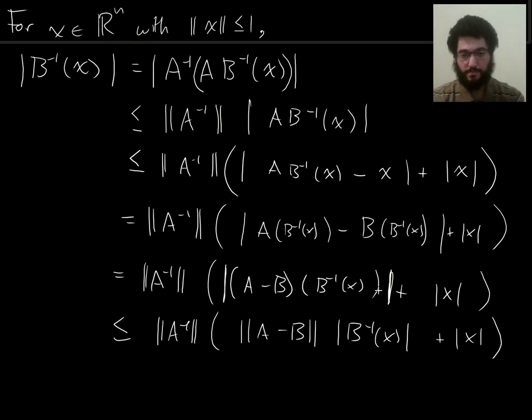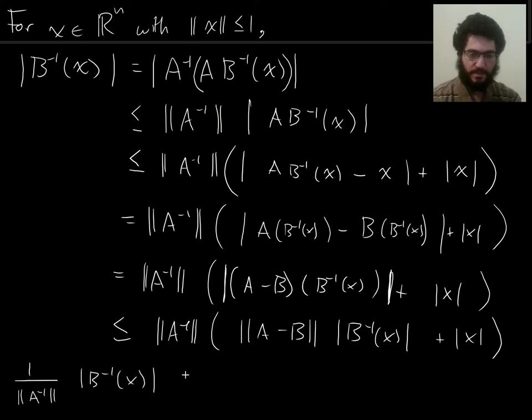Okay, so I did successfully make the norm of A minus B appear, and also I've got B inverse x sort of showing up on both sides. So let me look at the overall inequality and combine the norm of B inverse x terms. So let's see. Maybe I'll divide both sides by 1 over norm A inverse. So 1 over norm A inverse, norm B inverse x is less than or equal to, so that's the left side divided by norm A inverse, is less than or equal to this.